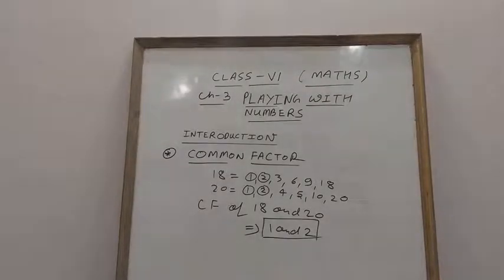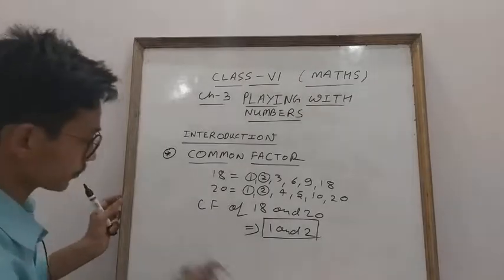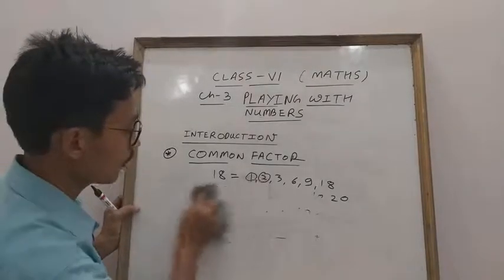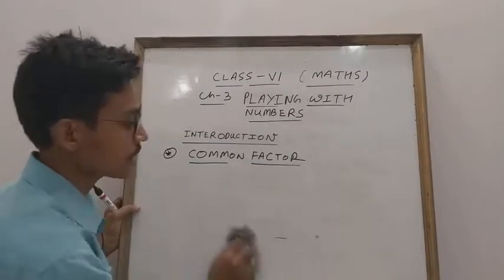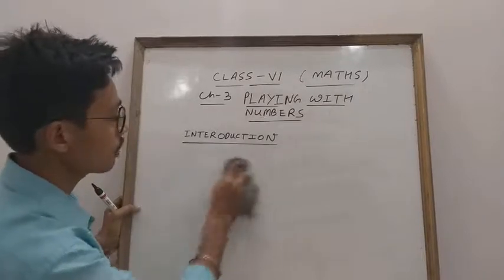It may be possible that 3 numbers are given, 4 numbers are given, 5 numbers are given, it doesn't matter. Clear student? This is the basic thing. You can also take any other number. So this is about common factor, the factor which is coming in all the numbers which are given.